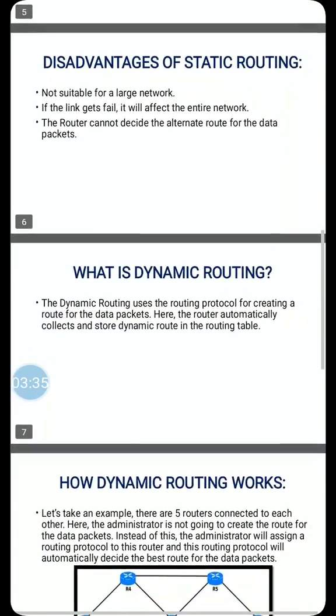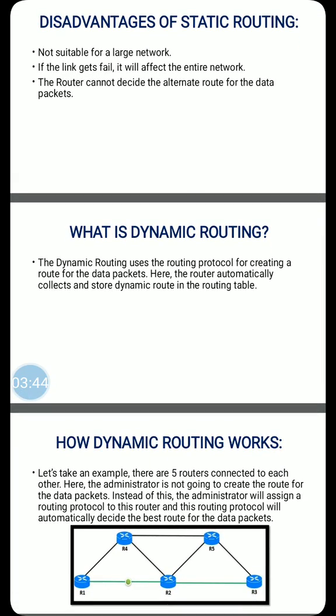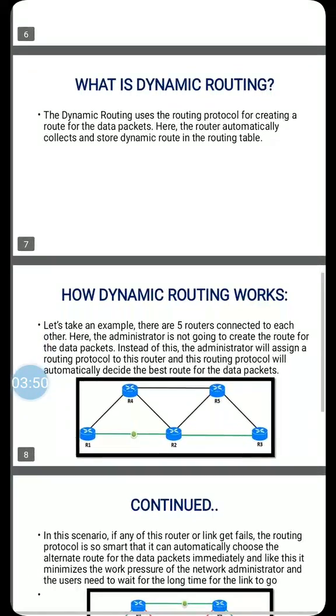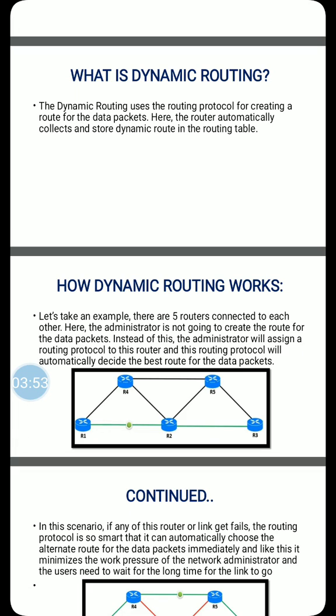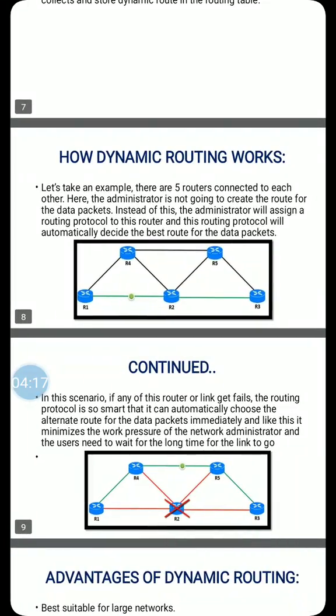What is dynamic routing? Dynamic routing uses a routing protocol for creating a route for the data packets. Here the router automatically collects and stores dynamic routes in the routing table. How does dynamic routing work? Let's take an example that there are 5 routers connected to each other. Here the administrator is not going to create the route for the data packets. Instead of this, the administrator will assign a routing protocol to these routers and this routing protocol will automatically decide the best route for each data packet.